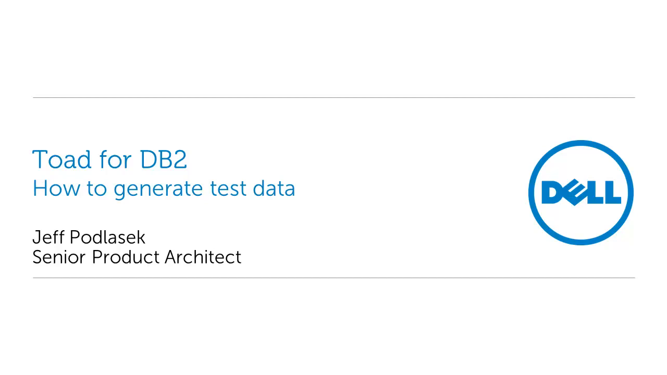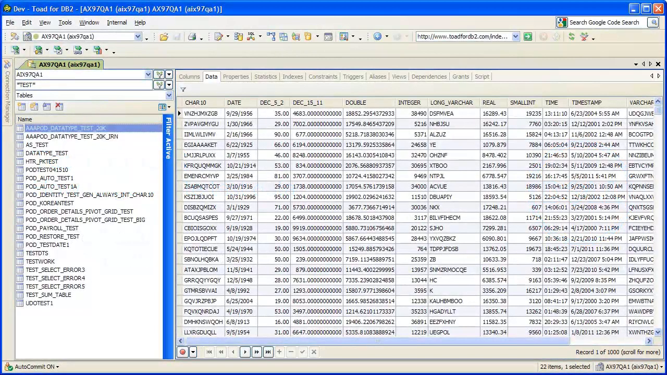I'm going to demonstrate the new test data generation feature we've added in Toad for DB2 version 5.0. I've got Toad up and running, and I've connected to a DB2 LUW database, and I've got the Database Explorer open on the Tables tab, and I've got a list of several tables.